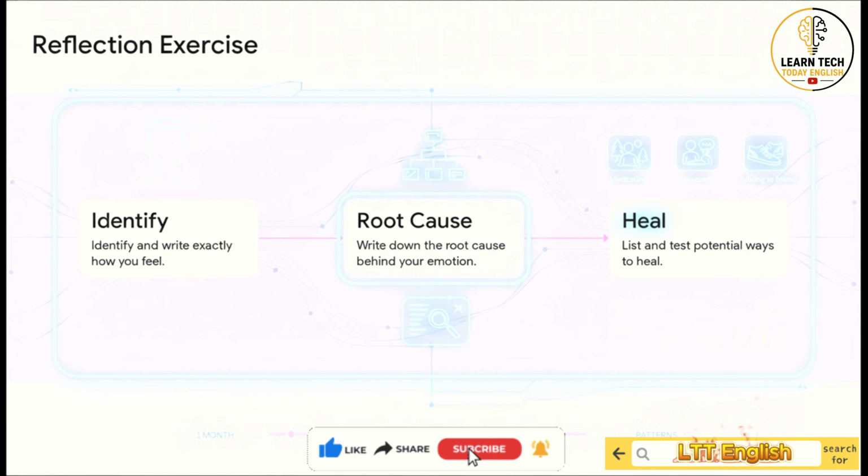Try this practical reflection exercise once a week for a month. First, identify and write down exactly how you feel. Second, write down the root cause of why you feel that way. Third, list potential ways to heal, like walking in nature, meditating, or talking to a friend, and test them out. Over a month, this data log will reveal clear data patterns, showing you exactly what solutions work best for your unique mind.